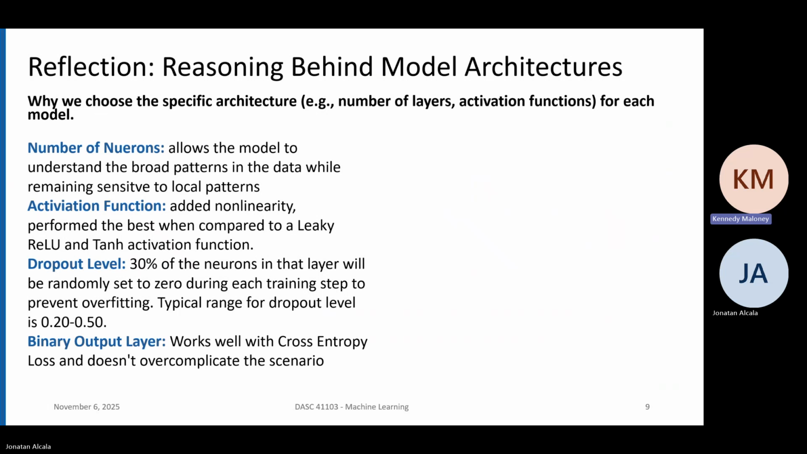For the dropout level, as you heard, 30% of the neurons in that layer will be randomly set to 0 during each training step to prevent overfitting. The typical range is 0.20 to 0.50. And our 0.25 dropout level didn't perform the best, so we upped it a little bit. No need to go crazy and do 50%, but keeping it toward that lower standard end worked well for us. And then the binary output layer, not only was it what was described in the project, but it does work well with the cross entropy loss, and I don't think it overcomplicates the scenario.